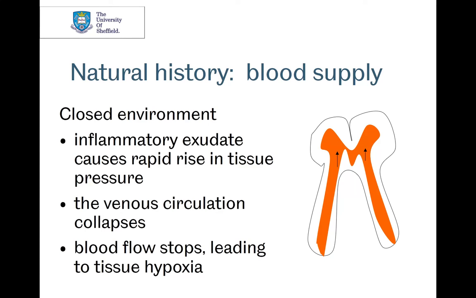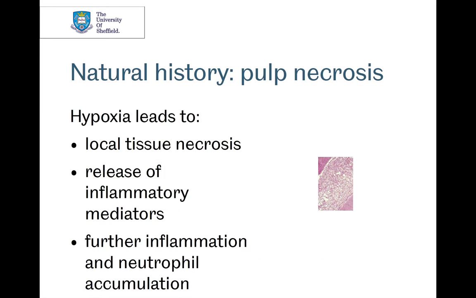Now that can happen to an individual part of the pulp, or it can happen to the pulp as a whole. So here we have an area, at this particular pulp horn, where we've got an area of necrosis of the pulp. So this hypoxia will lead to necrosis.